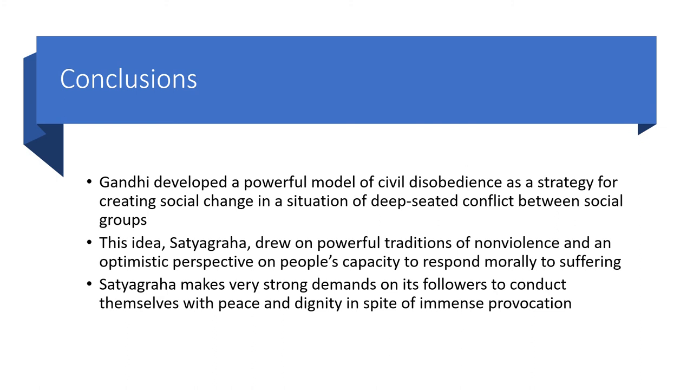All right, so let's look at some conclusions for this week. We saw Gandhi develop a powerful model of civil disobedience as a strategy for creating social change in a situation of deep-seated conflict between social groups. In Gandhi's case, he learned the practice of Satyagraha in South Africa, where the Indian community was the subject of a lot of repressive laws from the governing white community. And he brought those ideas to India, where the majority community of Indians and Muslims were suffering under the weight of British imperialism and the occupying British force, which didn't leave until India got its independence several decades later.